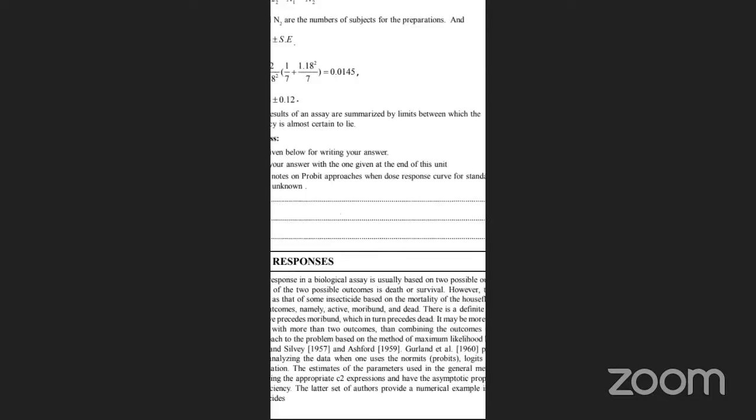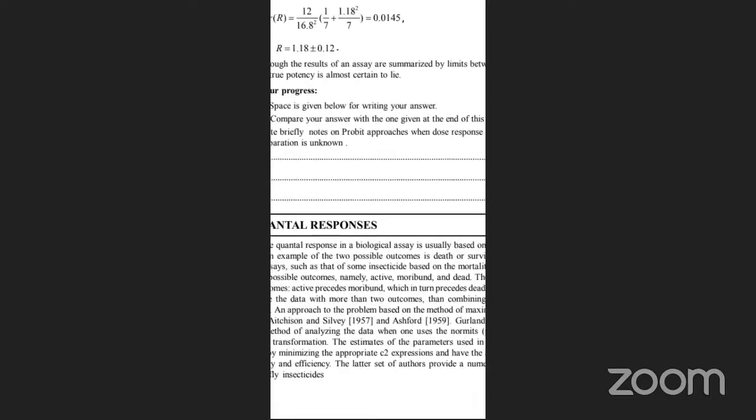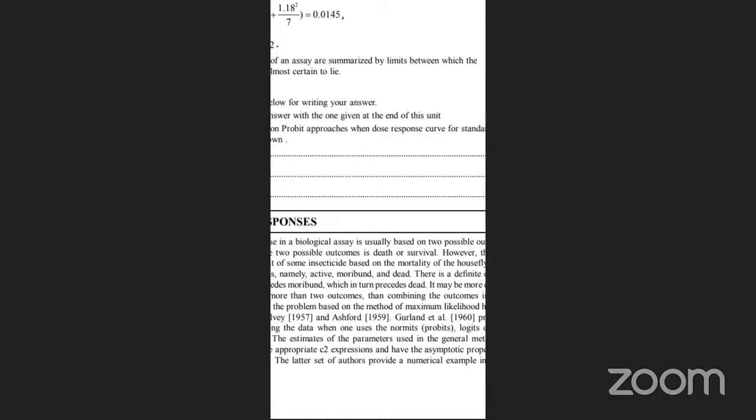Next one is quantal response. This I will give briefly. So the two outcomes are survival and death. However, there are three possible outcomes, namely active, moribund, and dead. There is a definite order of these outcomes. Active precedes moribund, which in turn precedes dead.